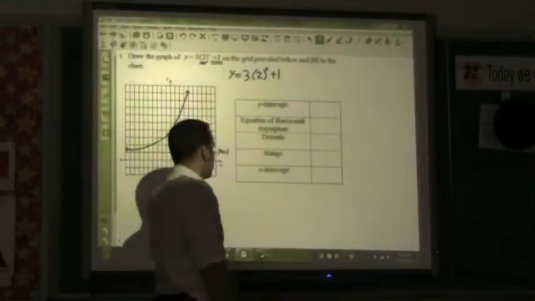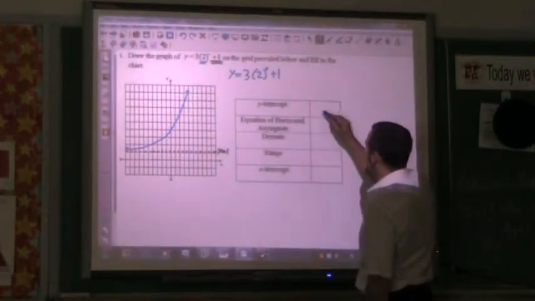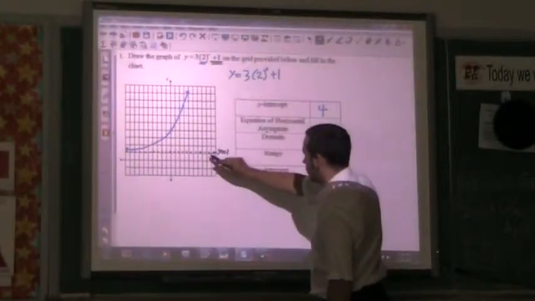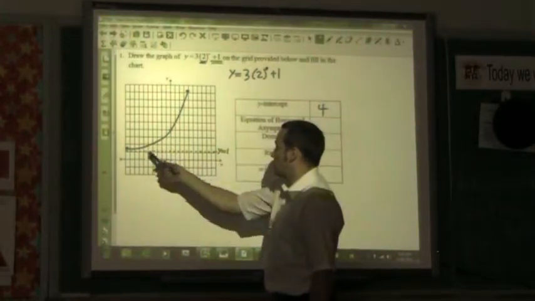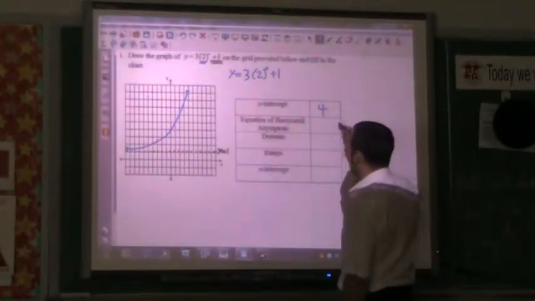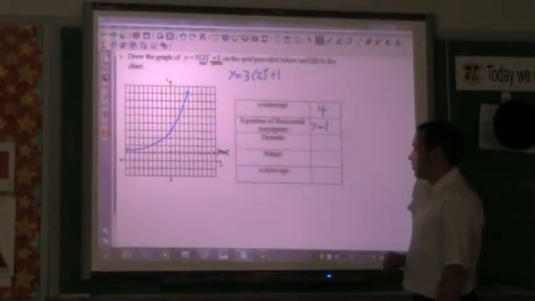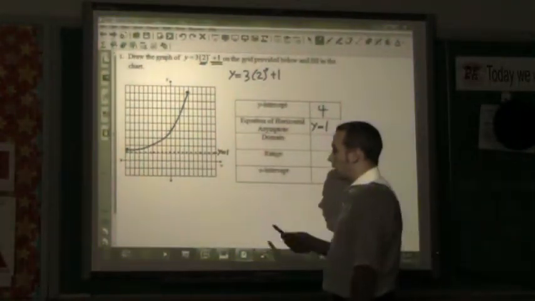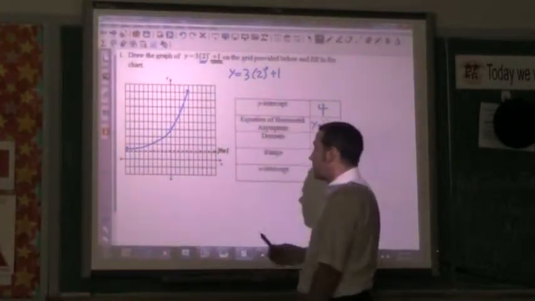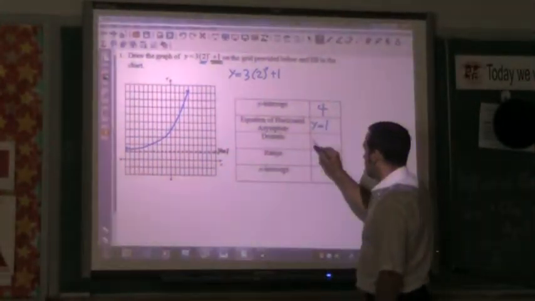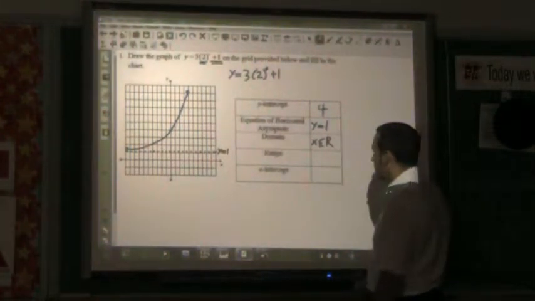Now we're going to fill in our table. Y-intercept, we just calculated is 4. The equation of my horizontal asymptote, so the value that the function will approach but not cross, that's y equals 1. The domain refers to x, so you say what can x be or what can it not be? Well, there's no value that x is not allowed to be, so x is allowed to be any real number.